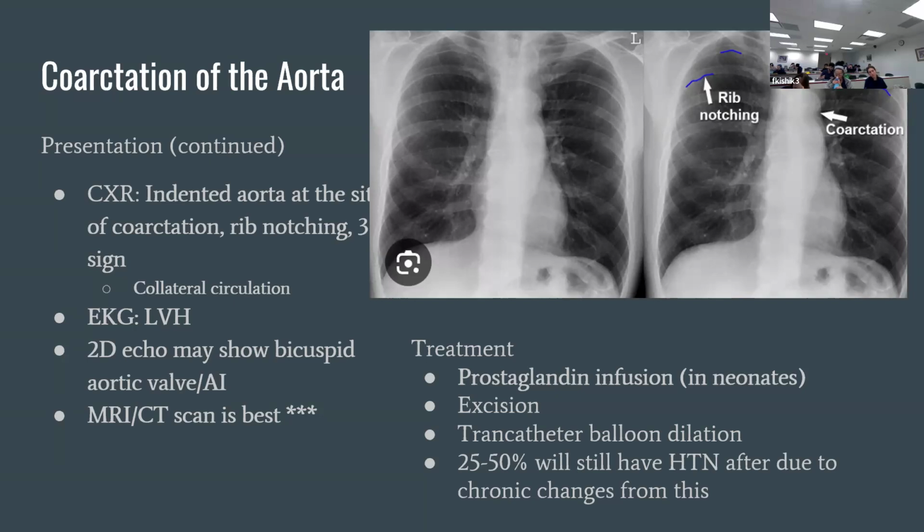And if the rest of the body isn't getting enough blood supply distally, over time the intercostal arteries will try to compensate with collateral circulation through the ribs. And that over time will break down the bone of the rib cage, and you'll see that on chest x-ray. The EKG may show LVH, and the 2D echo, if it's associated with the bicuspid aortic valve, may show that with aortic insufficiency. For this, an MRI and a CT scan with contrast is best.